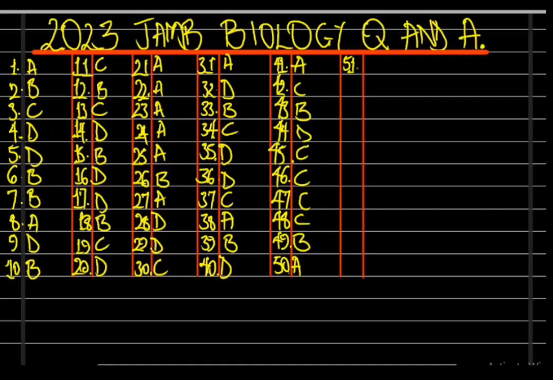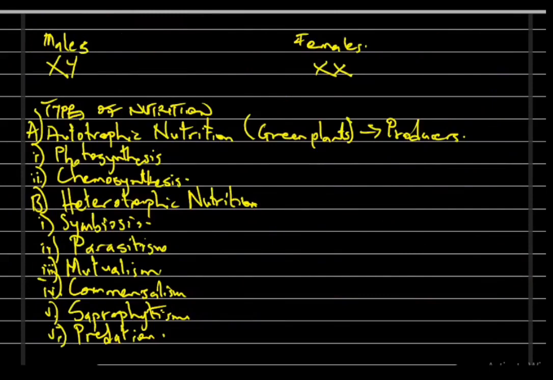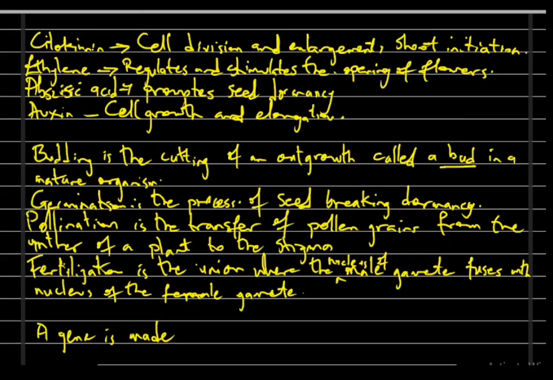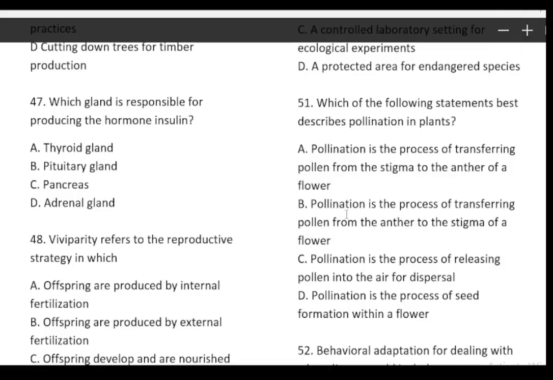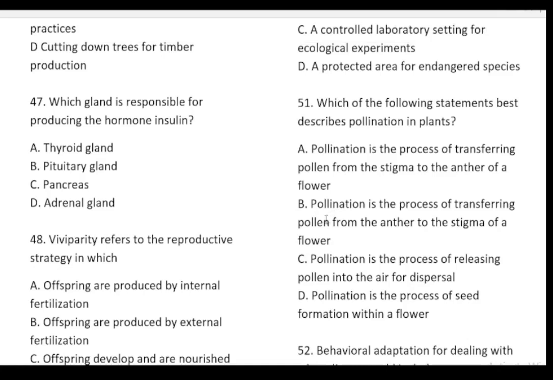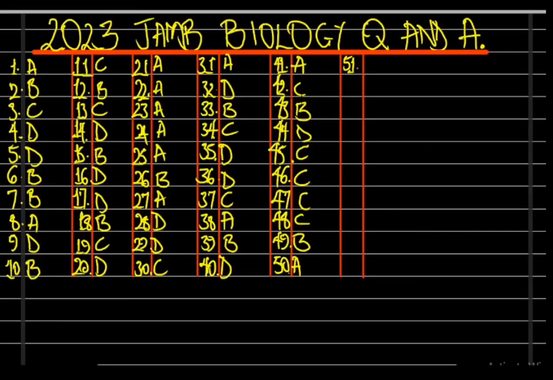So if we look at what I wrote earlier on, we've talked about pollination here. This is it here. We said pollination is the transfer of pollen grains from the anther of a plant to the stigma of the plant. So that is what pollination is. So we have it here in option B. Pollination is the process of transferring pollen from the anther to the stigma of a plant. That is the answer to question 51, option B. And then we have question 52 now.